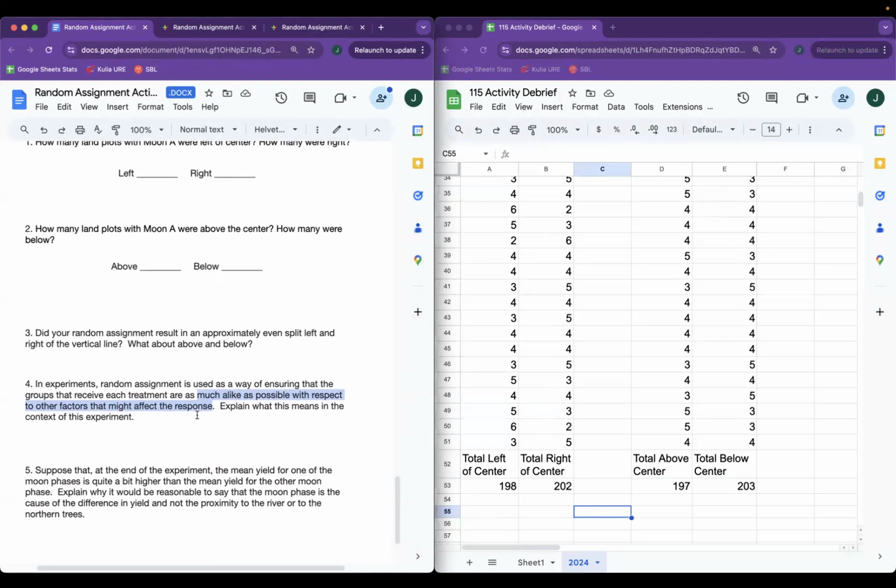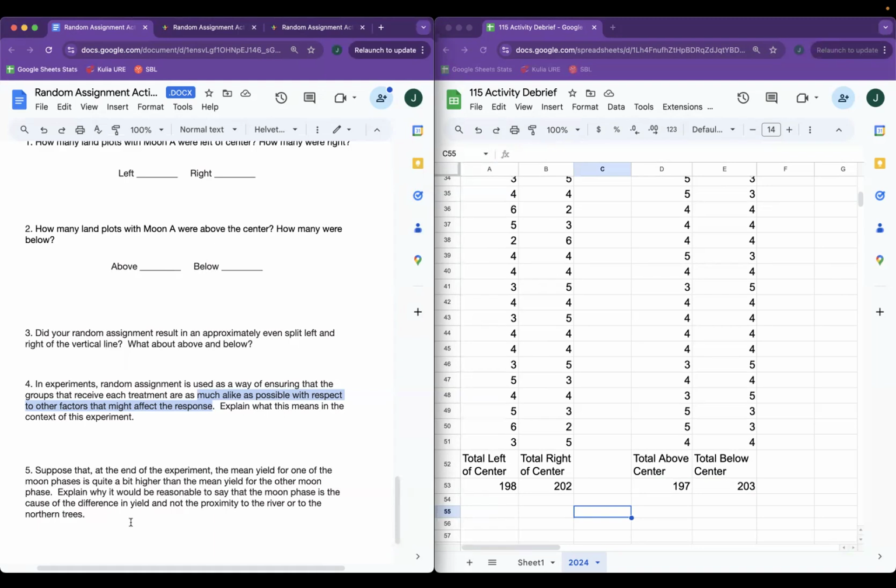Okay, lastly, number five, suppose that at the end of the experiment, the mean yield for one of the moon phases is quite a bit higher than the mean yield for the other moon phase. Explain why it would be reasonable to say that the moon phase is the cause of the difference in the yield and not the proximity to the river or to the northern trees.